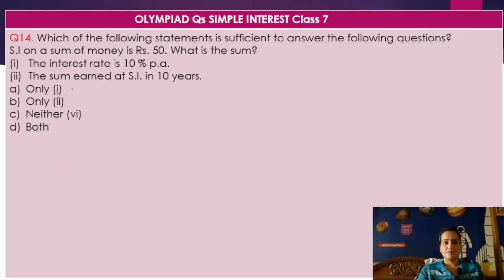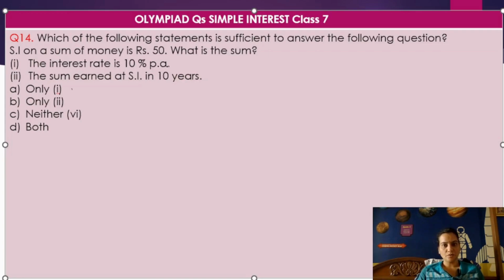Okay. Question number 14 says, which of the following statements is sufficient to answer the following question? SI on a sum of money is rupees 50. What is the sum? So there is one question that is simple interest on a certain sum of money. The principal amount is not given to us. So we just need to find out what is the sum? And for that, bit 1 says that interest rate is 10% per annum. Okay, and second bit is saying the sum earned at simple interest in 10 years.